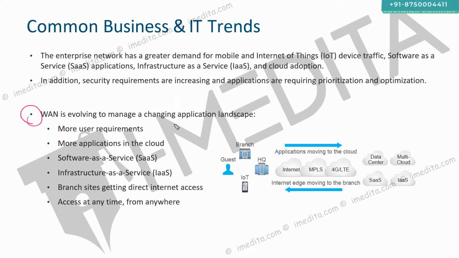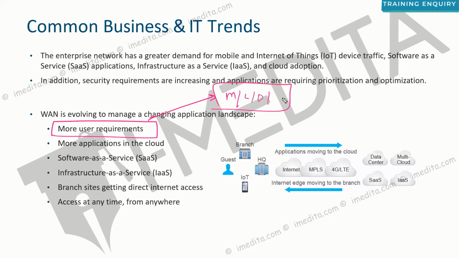WAN is evolving to manage a changing application landscape. There are more users nowadays. Users can access the applications from mobile devices, laptops, desktops, and other devices such as tablets, and the user requirement has grown a lot.